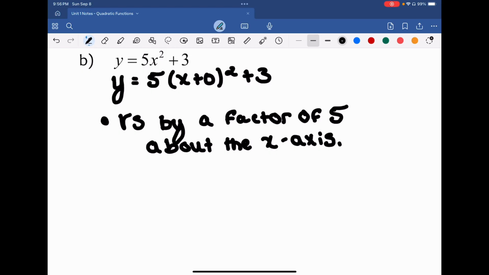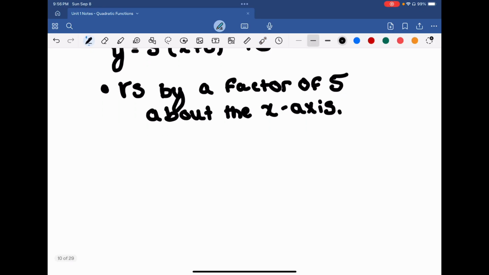In terms of, is there a reflection? Well, there's no negative out front, so definitely no negative reflection. So I don't have to put a vertical reflection. The VR, again, we could put a circle with a line through it, just being like there is none. If you want to write none, that's okay.